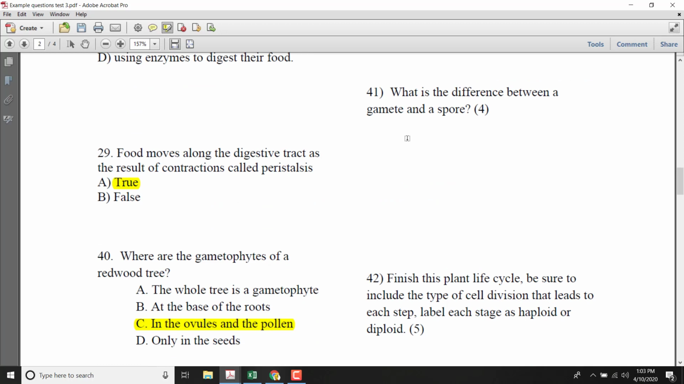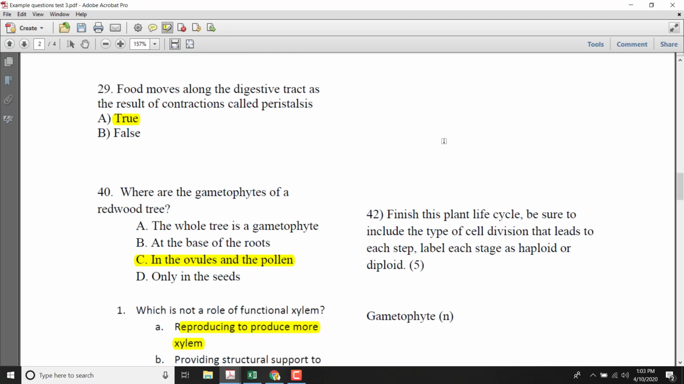Okay, here's a short answer. What's the difference between a gamete and a spore? They're both haploid, but a gamete has to fuse with another cell to make a zygote, whereas a spore just grows by mitosis into a haploid organism.